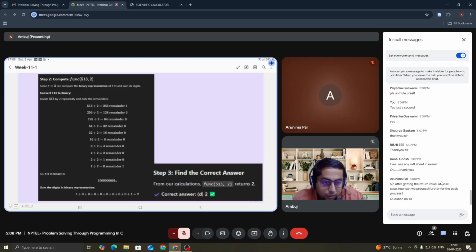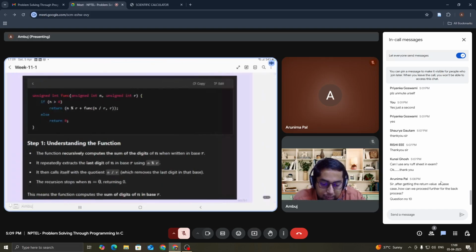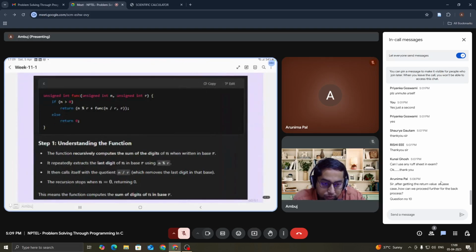In case of question number 10, the base case which you have been given is 513 comma 2. This particular value you have been provided. Now you just have to see the return function. It is saying return n mod r plus call the function func of n by r comma r. First of all, you have to note down that n is 513 and r is 2, because the initial value which we are providing during the function call is this only. This is step number 1. Then what is there?